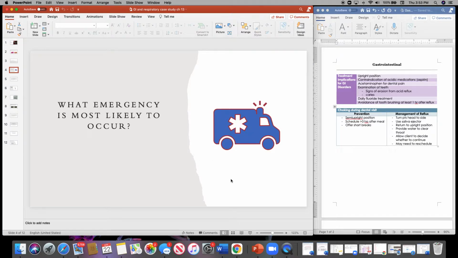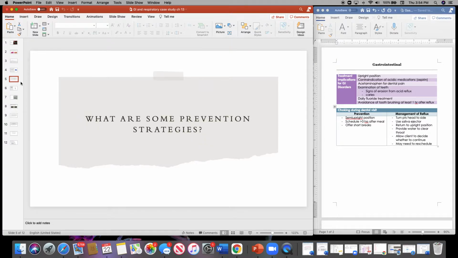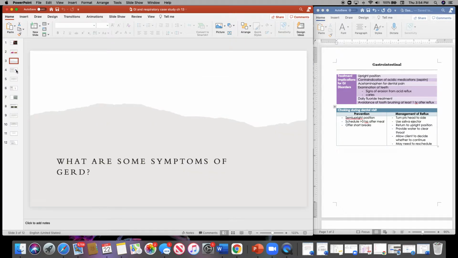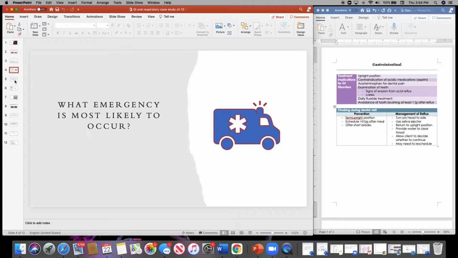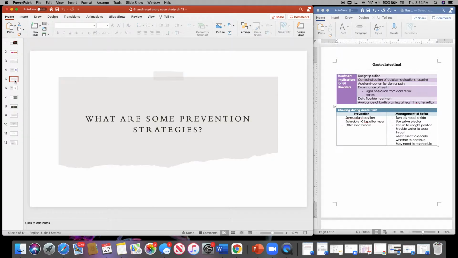is that a patient could experience some choking, or they may just complain if you lean them back too far. So choking could possibly occur. In this emergency, this isn't a life or death emergency, but what are some prevention strategies? And these are things that we should be answering: What are some symptoms of GERD? What is the most likely emergency? And then what are some prevention strategies?